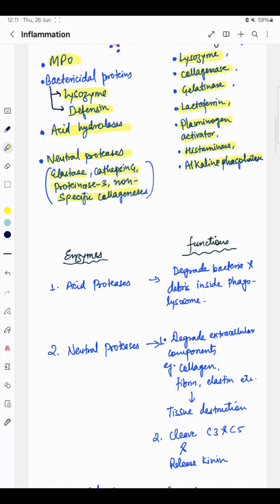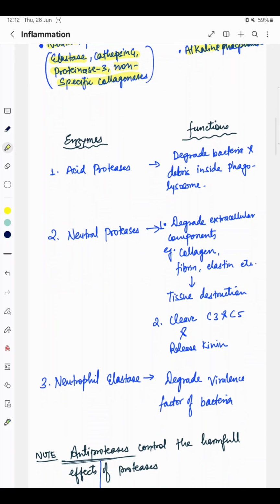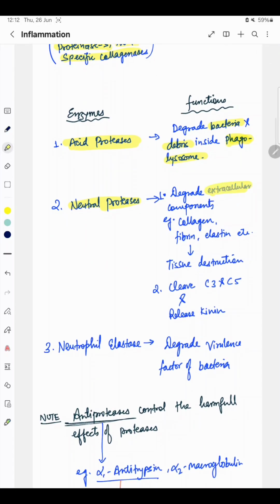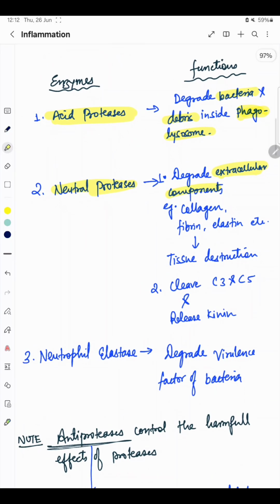Now we will discuss some of the enzymes and their function. Acid proteases are responsible for the degradation of bacteria and debris inside the phagolysosome. Neutral proteases are responsible for the degradation of extracellular components like collagen, fibrin, elastin, etc., and they are responsible for tissue destruction. Neutral proteases also cleave C3 and C5 and release kinin.